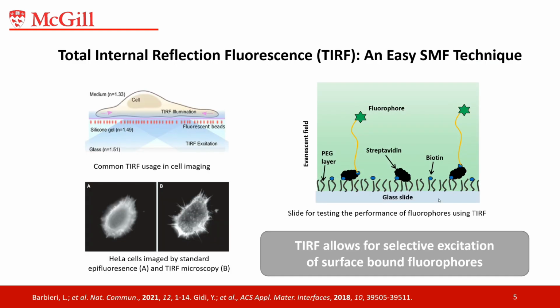There are many techniques for super resolution imaging, and here total internal reflection fluorescence is our choice. It is an easy single molecule microscopy technique and commonly used in imaging cells. It allows for the selective excitation of surface-bound fluorophores, and non-bound fluorophores are not excited. So it results in a very low background and makes it easier to identify and analyze the immobilized sample. For example, here it has a better signal-to-noise ratio and resolution compared to normal epifluorescence microscopy.